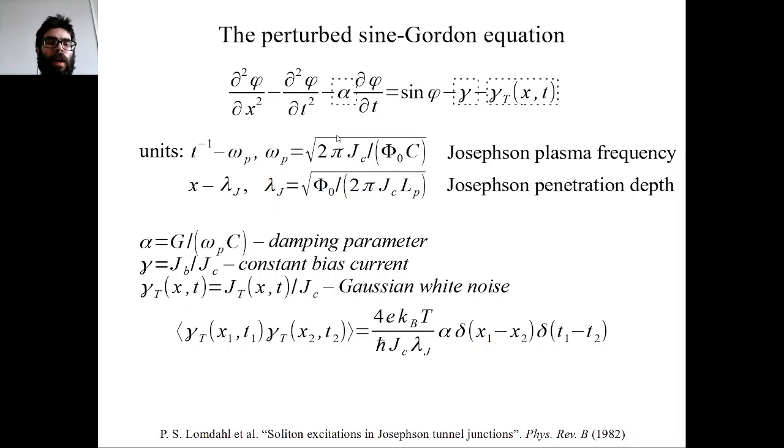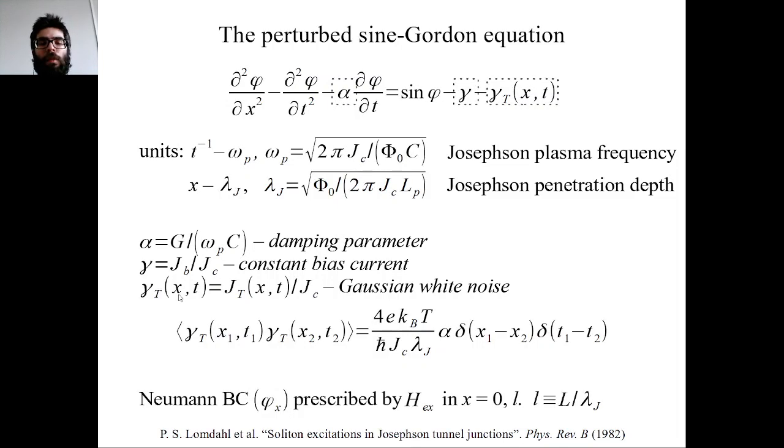Gamma is a constant bias current, and this term right here is a stochastic contribution which mimics the effects of thermal fluctuations in the system. Finally, the boundary conditions are given by the value of the external magnetic fields at the boundaries of the junction.